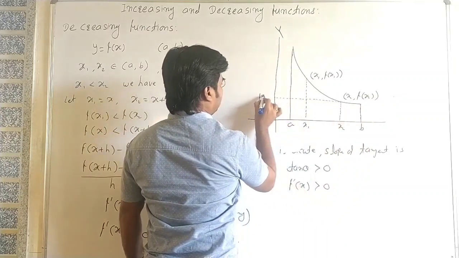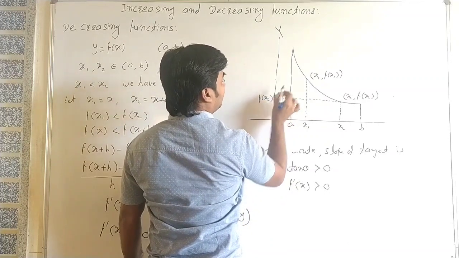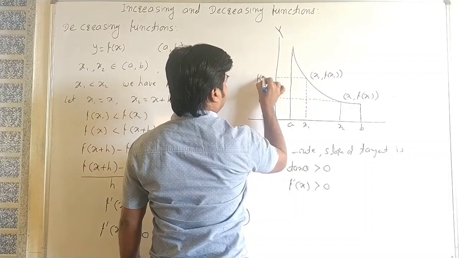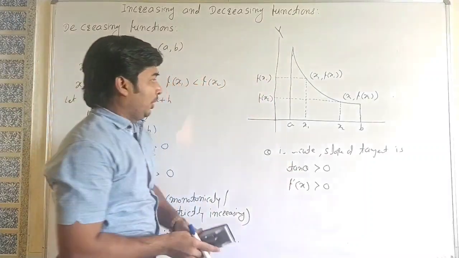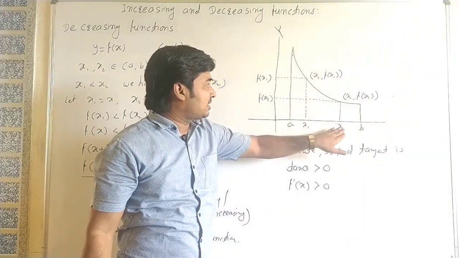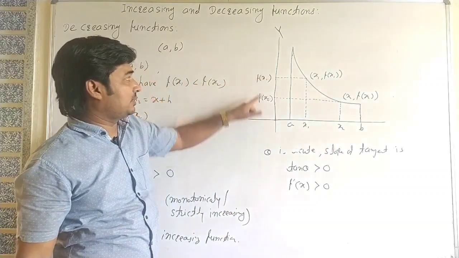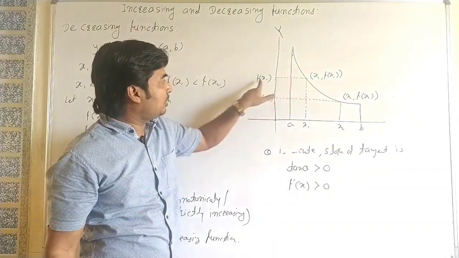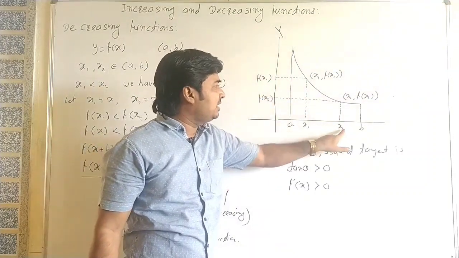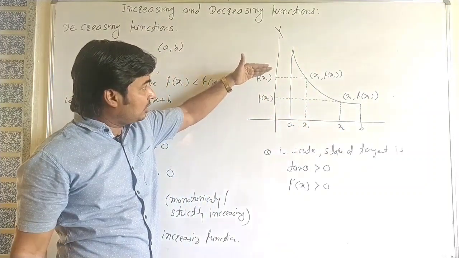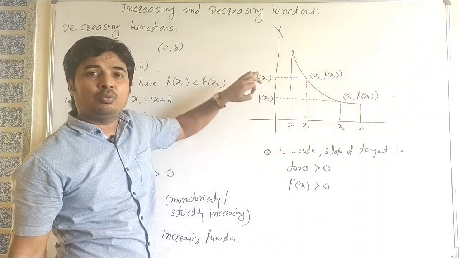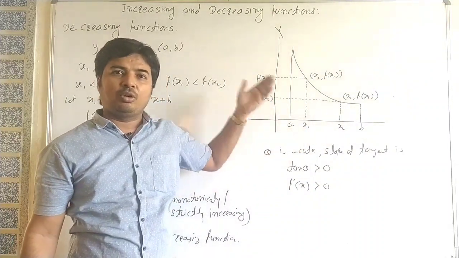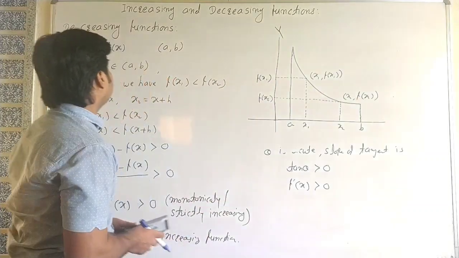Now here it is f of x2 and it is f of x1. When x increases the value of the function decreases. When x increases, f of x decreases, that is the value of y decreases. That means when the value of x increases, the value of y decreases, so it is a decreasing function.